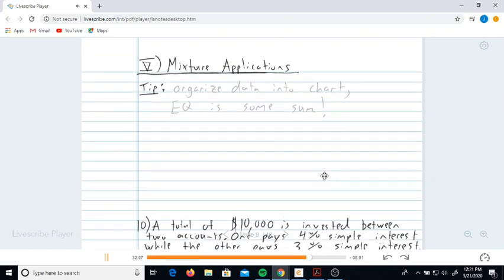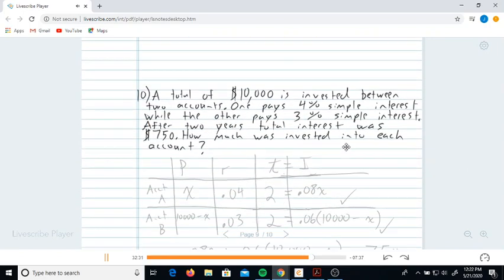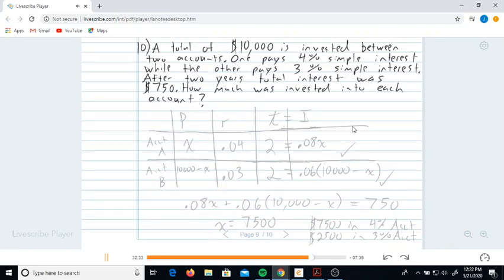Alright. And we are off to the last topic, mixture applications. So, mixture applications. We want to go ahead and organize data into a chart. And the equation is a sum. Alright. So let's look at number 10.